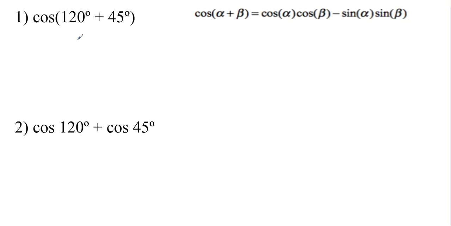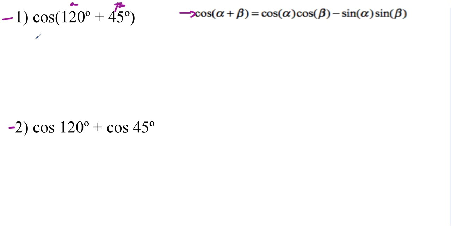So here is our first example, cosine of 120 plus 45. And we're going to do an exercise here, because if you look at example 1 and example 2, this has parentheses and this really doesn't. And we're thinking, well, what's the difference? This is going to show you why we have to use this identity right here. So we're going to call this alpha, and we'll call this beta.